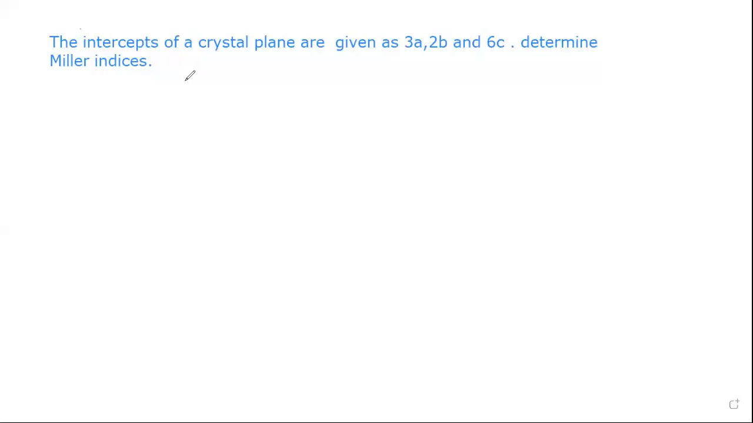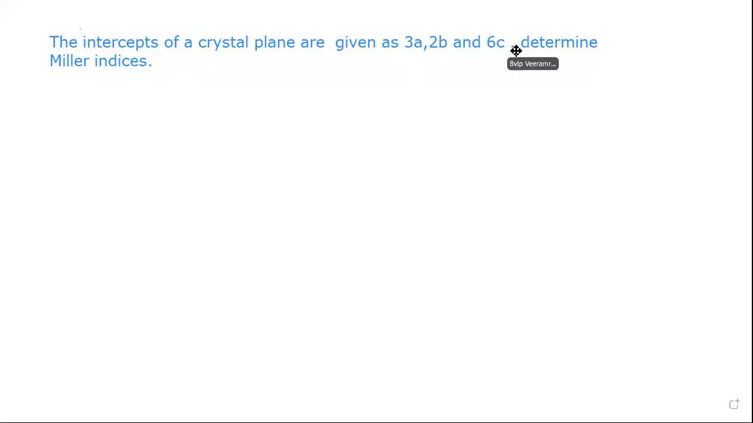This problem is related to Miller indices. We have to determine the Miller indices. Miller indices are the reciprocals of the intercepts of the crystal plane with the three axes x, y, and z. Here in this problem, the intercepts of the crystal plane are given, and the values are 3a, 2b, and 6c. We have to determine the Miller indices here.